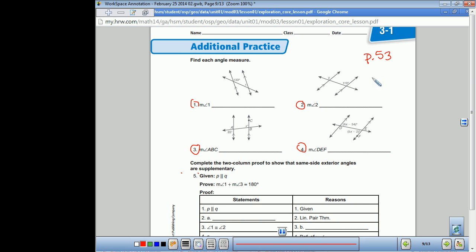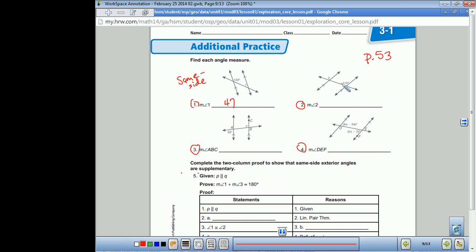Okay, so if we flip over to page 53, this is like really old school. You guys did this in 7th or 8th grade. 1 and this angle here, 133. How would you classify those angles? Same side interior, and they are supplementary. So if this is 133, what would this one be? 47. So we would classify those as same side, and same side angles are supplementary.